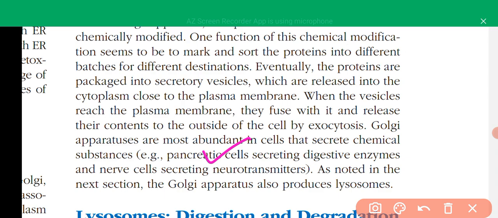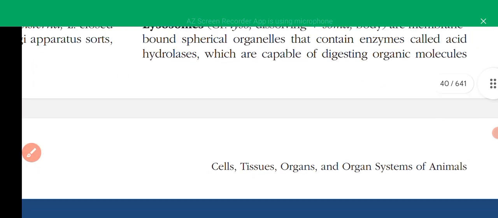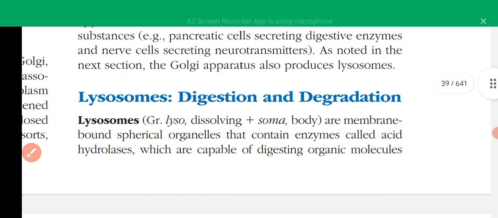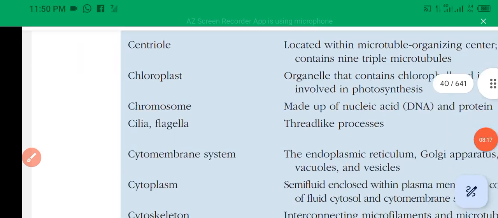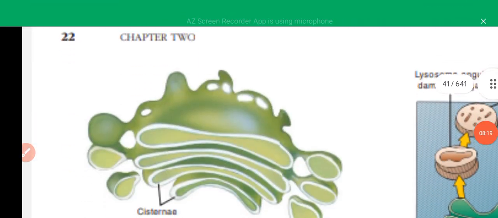Golgi apparatus is most abundant in cells that are secretory in nature, like the pancreas, which secretes digestive enzymes. Nerve cells also secrete various neurotransmitters. What are lysosomes? Lysosomes are membrane-bound organelles containing various digestive enzymes, like acid hydrolases, that perform hydrolysis of various substances like lipids and proteins in the presence of water.